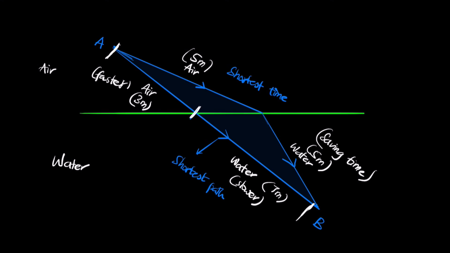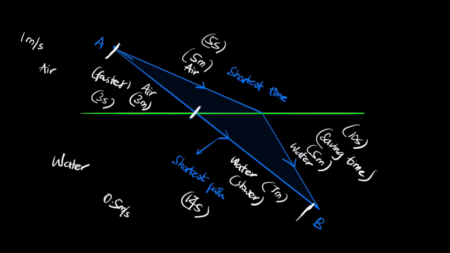Because you're slower in water, notice the distance is longer, which means you're going to go much slower. For example, let's say you're able to travel at 1 meter per second in air, which means the total time it takes here is 3 seconds, but here it's going to take 5 seconds in this path. Here you're traveling 7 meters. Let's say you can travel at 0.5 meter per second in water. Now you're going to travel a total of 14 seconds in water. Here, because there are only 5 meters, it's going to take 10 seconds. Now if you calculate, the total time taken is 17 seconds.